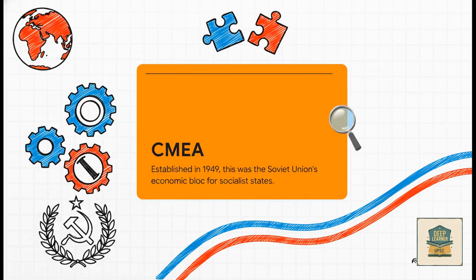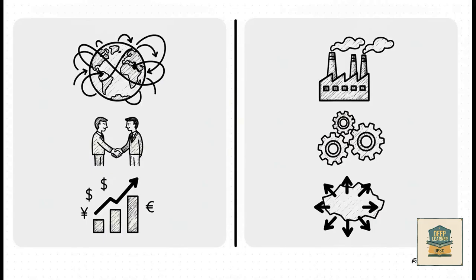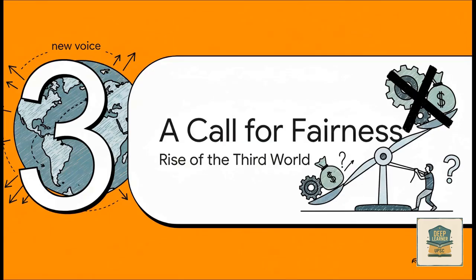Its whole goal was to coordinate and stitch together the state-controlled economies of the Eastern Bloc, essentially creating a parallel economic universe. Now this is where you can really see the massive ideological divide. On one side, the West was all about free markets and connecting the entire globe through trade. On the other side, the East was all about centralized state planning and being economically self-sufficient within their own bloc. We're talking 2 totally competing models, 2 completely different visions for where the world should go. Now, while this Cold War was raging, a brand new voice started to get louder.